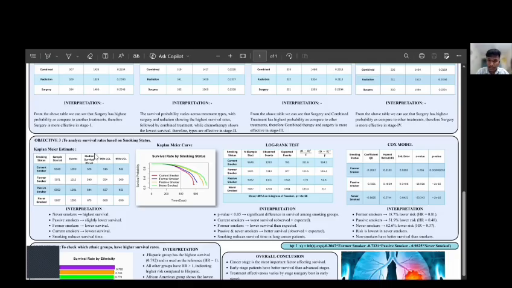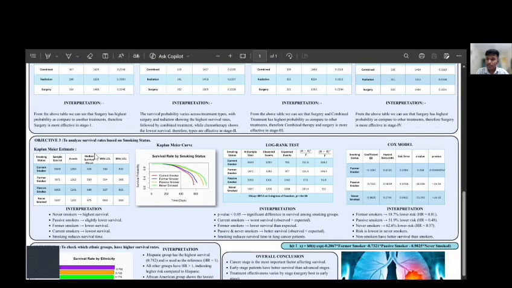Firstly, for current smoker, observed events are greater than expected events. So we can say that there is a worse survival. And for former smoker, the observed events are greater than expected events, so we can say that there is also lower survival than expected. For passive smokers, the observed events are less than expected events, so we can say that there is a better survival. And never smoked has observed events greater than expected events. So we can say that never smoked has the higher survival probability as compared to current smoker, former smoker, and passive smoker.